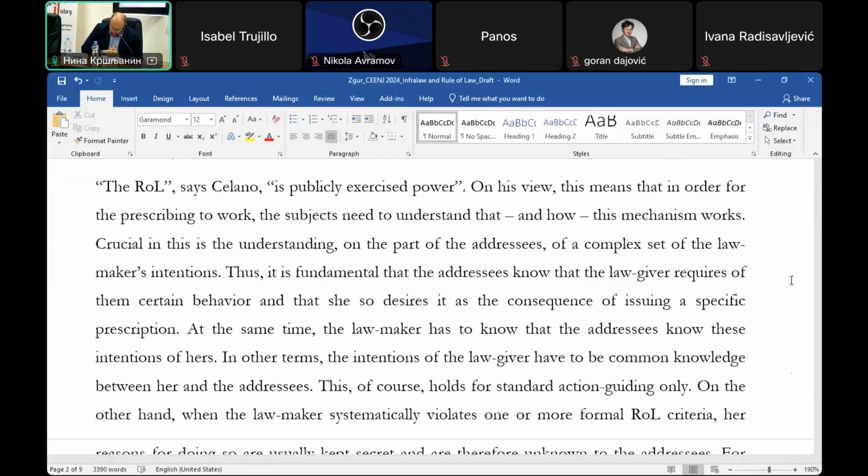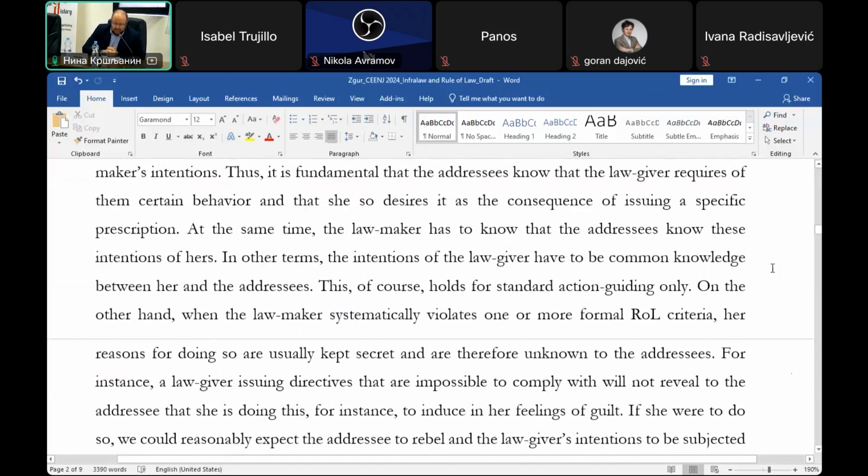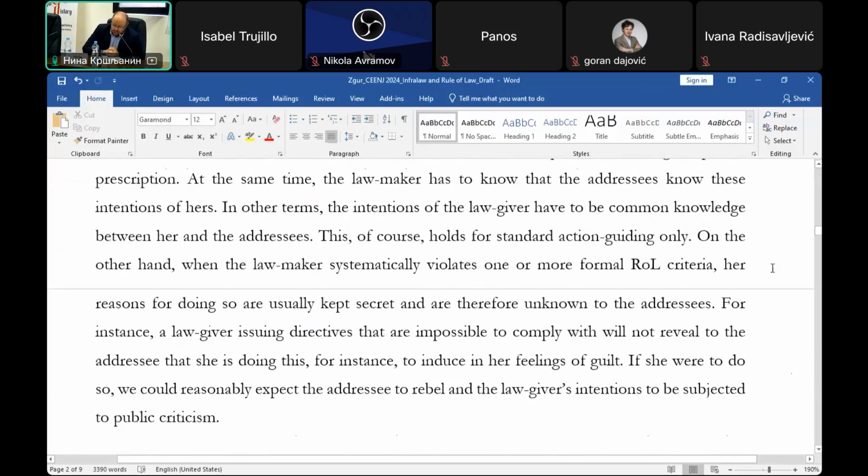At the same time, the lawmaker has to know that the addressees know these intentions of hers. In other terms, the intentions of the lawgiver have to be common knowledge between her and the addressees. This, of course, holds for standard action guiding only. On the other hand, when the lawmaker systemically violates one or more formal rule of law criteria, the reasons for doing so are usually kept secret and are therefore unknown to the addressees.